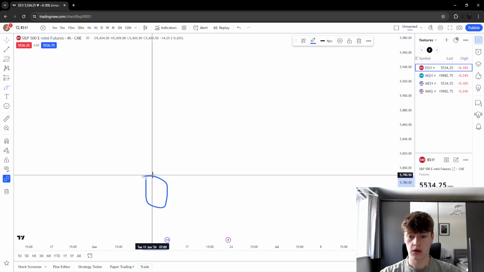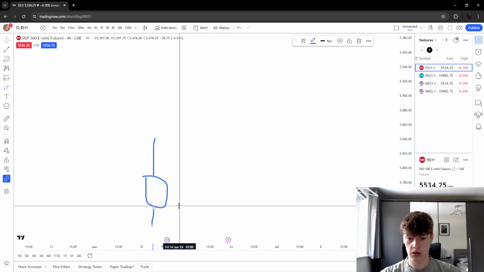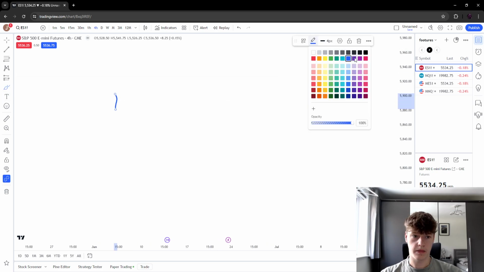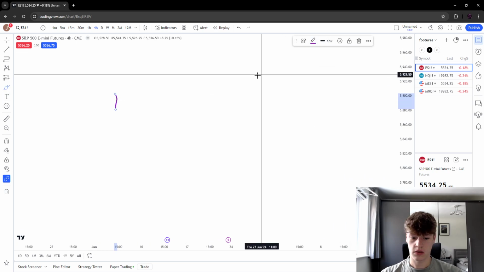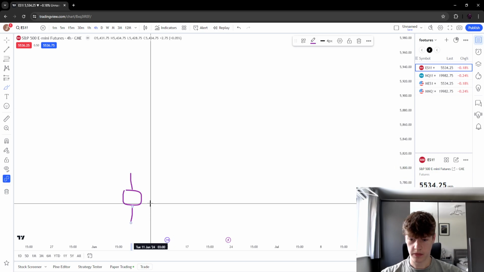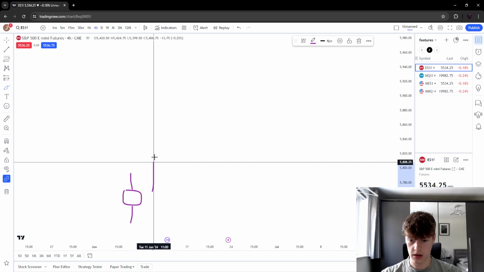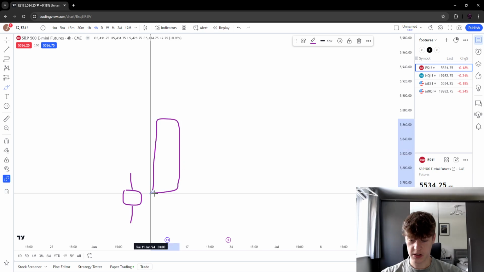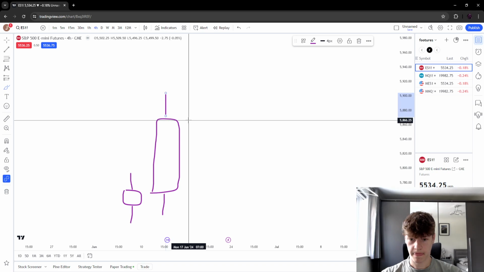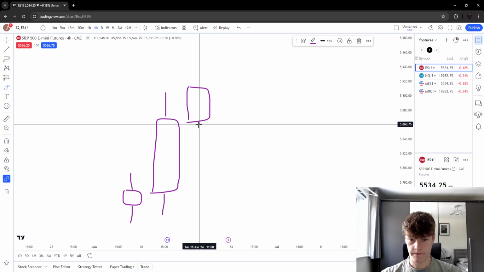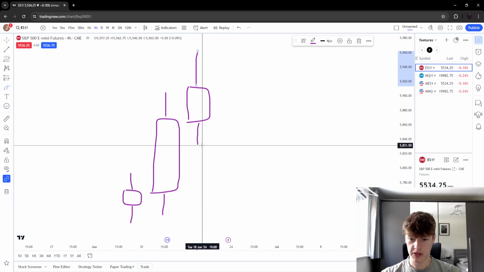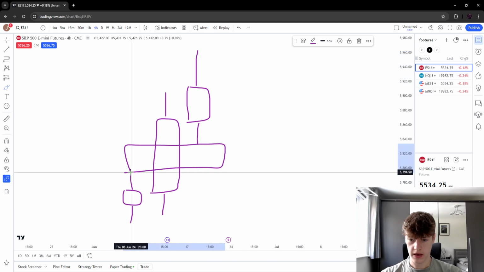So, your typical imbalance looks something like this. A bullish imbalance is just a big expansion, and there is a gap between the top of this wick and the bottom of this wick. A gapperoonies.